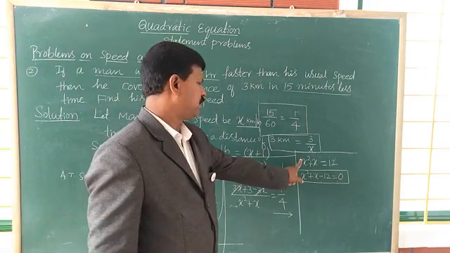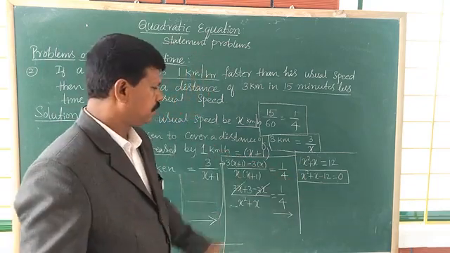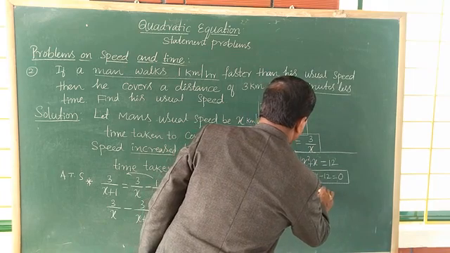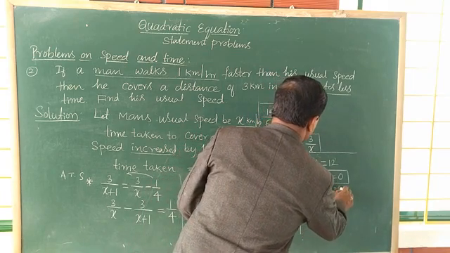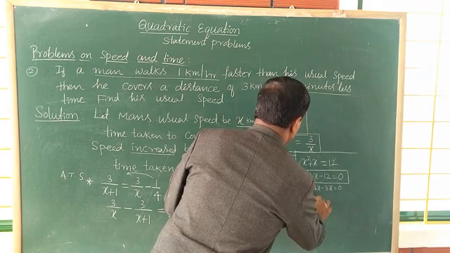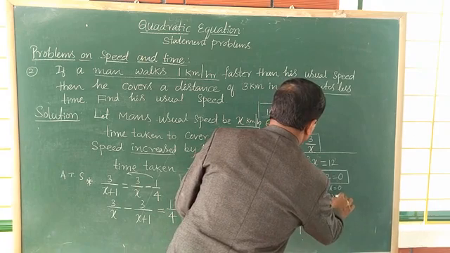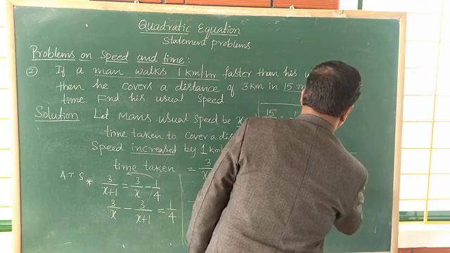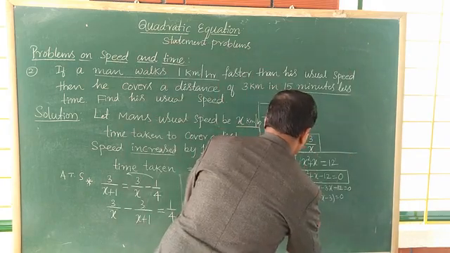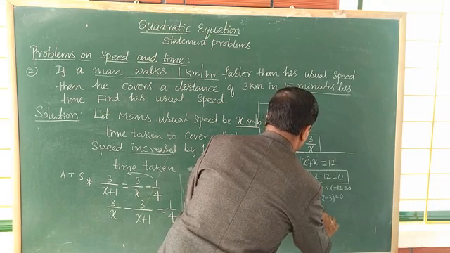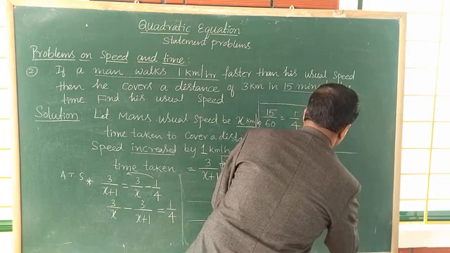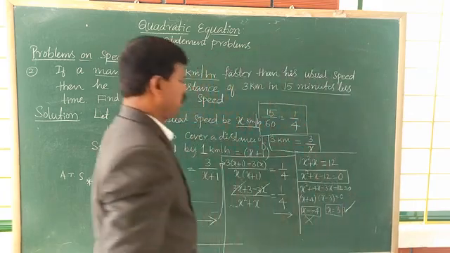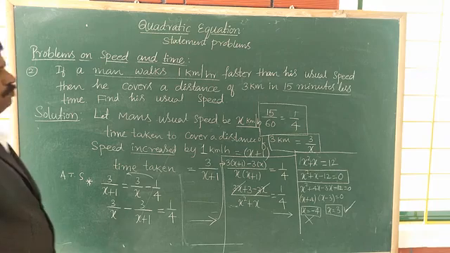Then after this, this is the one quadratic equation. Now on simplifying, what you will get? x squared plus 4x minus 3x minus 12 is equal to 0. So x plus 4 into x minus 3 equals 0. Now on taking, x is equal to minus 4 and x is equal to plus 3. So this cannot be possible. This is the answer.